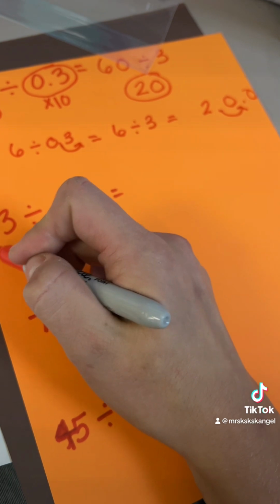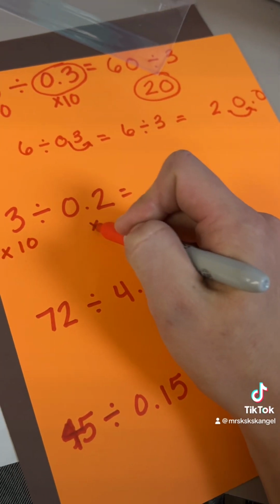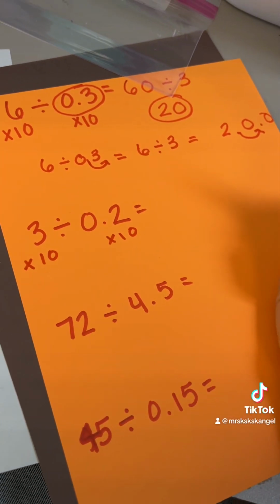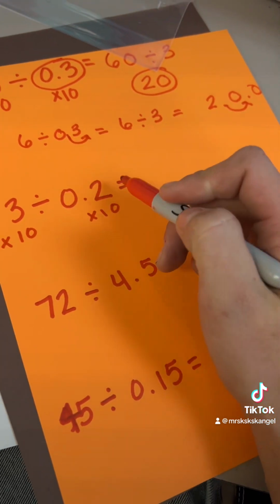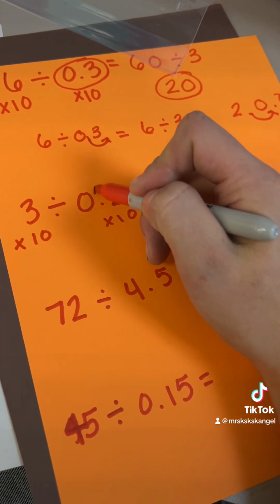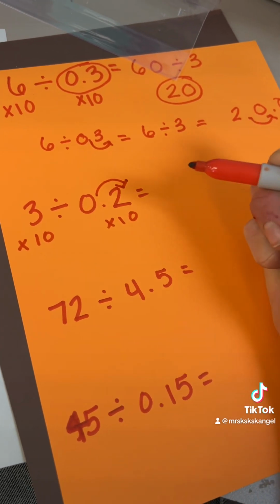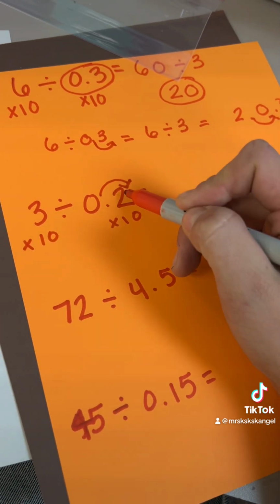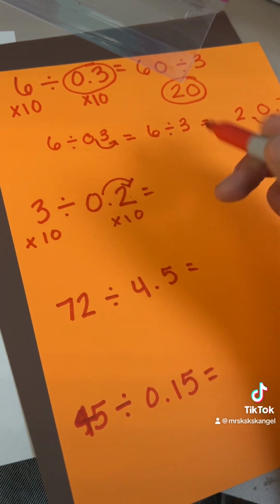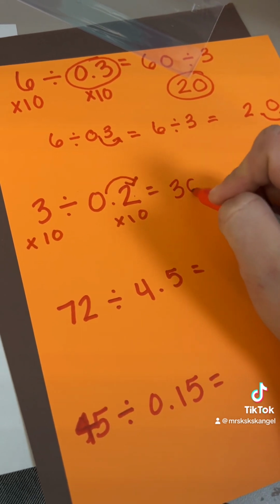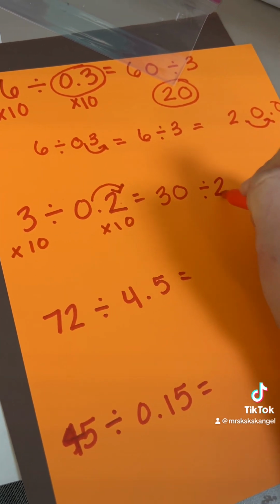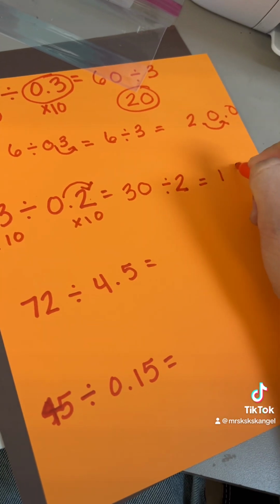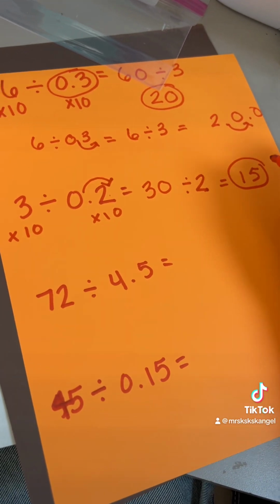I personally would encourage you to multiply each side by 10 or 100, depending on what it is. You want to multiply it by a power of 10 so that you won't have a decimal place. So here we're moving the decimal place over one time, so you're only going to multiply each side by 10. When you multiply each side by 10, you get 30 divided by 2, and your answer ends up being 15.